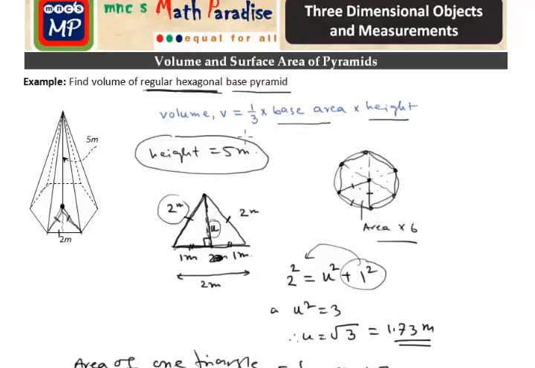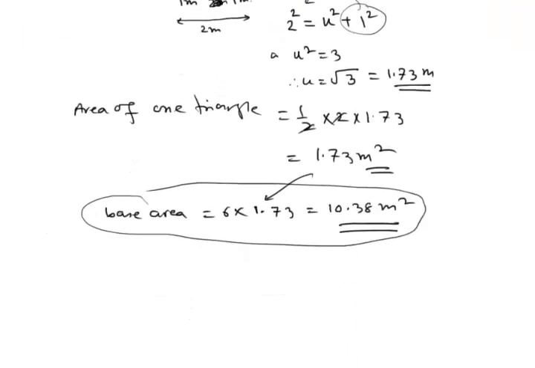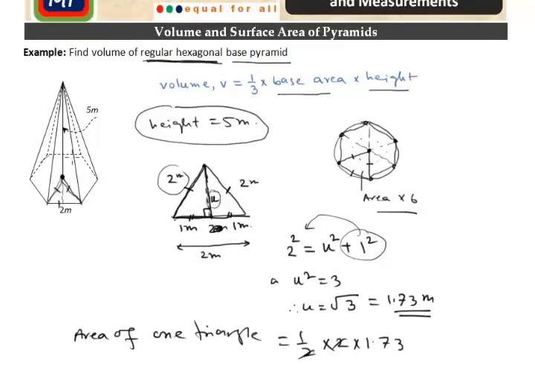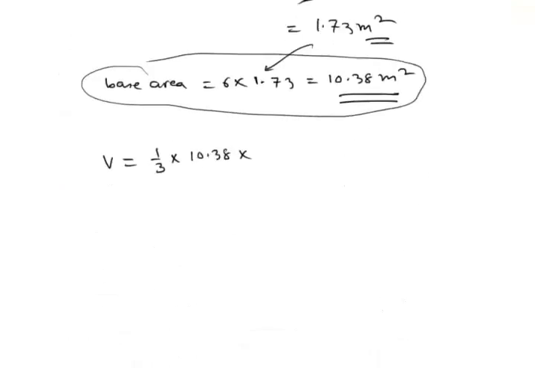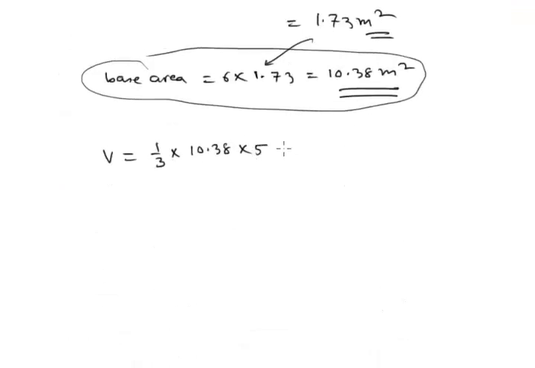So using this formula, volume will be 1/3 base area times height. So the volume of the pyramid V is 1/3, base area is 10.38, and height is given 5 meter. So if we calculate it, we will get the volume 17.3. Dimensions are all in meter, so volume will be meter cube.